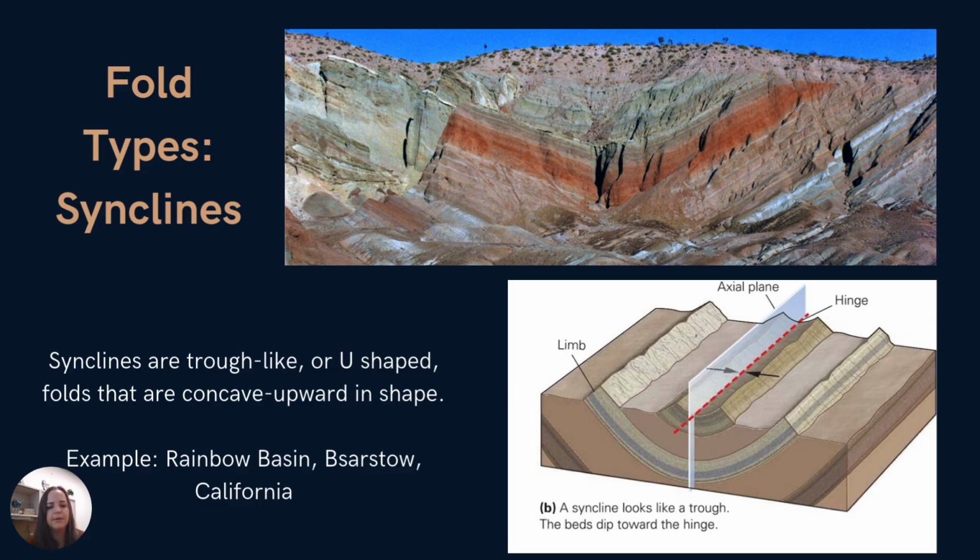A really good example of this is Rainbow Basin in Barstow, California. That's what this picture is from. It shows the beautiful colored sedimentary layers folded in a concave up fashion.